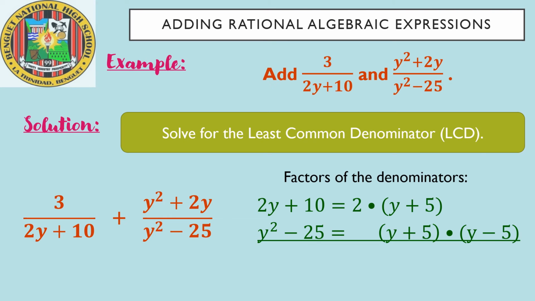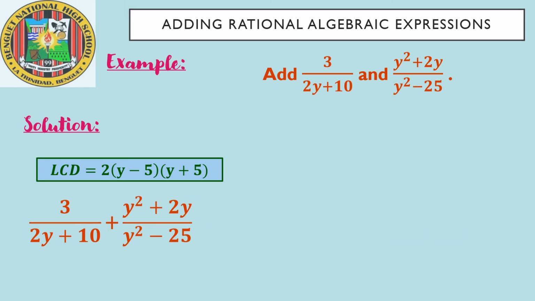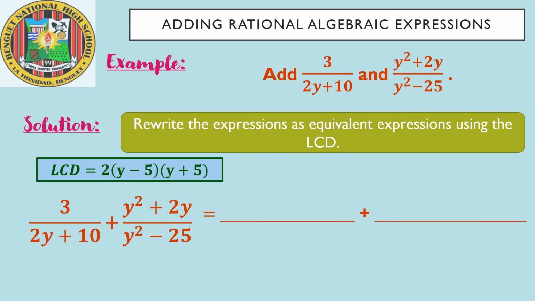We observe that y plus 5 is a common factor between the two denominators, so we copy that as one factor, together with the other factors 2 and y minus 5 to form our LCD. Now that we've solved for our LCD, we now change the RAEs to their equivalent expressions with the common denominator.